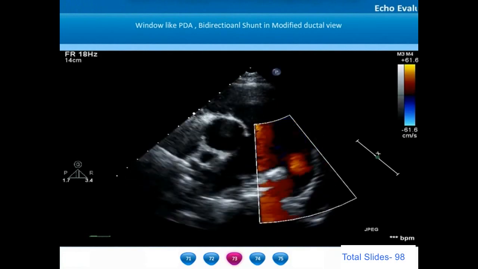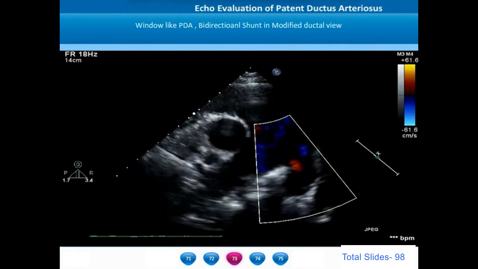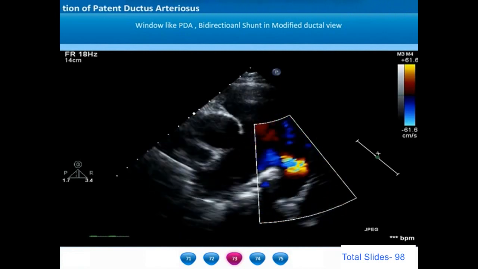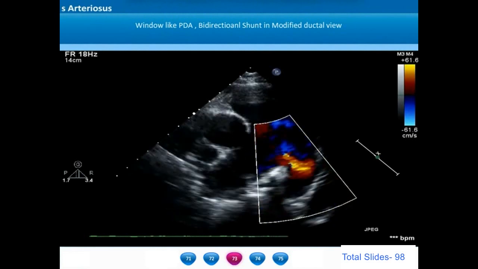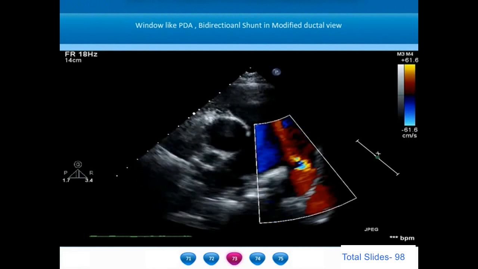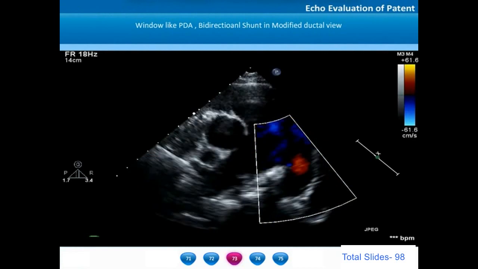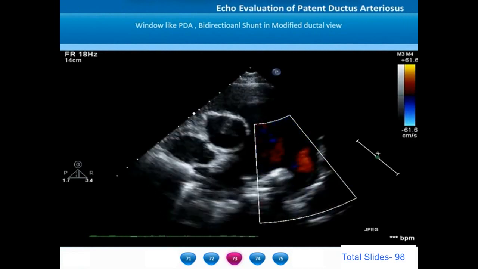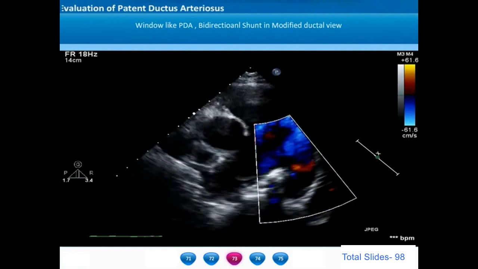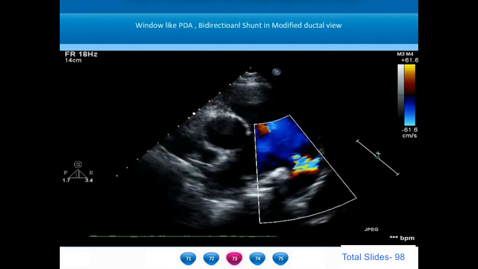In all the preceding examples, we had been showing a morphology of a PDA which is more tubular. Tubular PDAs are the PDAs which has got a long tubular morphology with the aortic end and pulmonary end almost similar in its dimensions. The other end of the spectrum of morphology will be the window-like PDA. Here there is no ductal ampulla at all. The ductus is more like a window between the distal aortic arch and the pulmonary artery bifurcation.